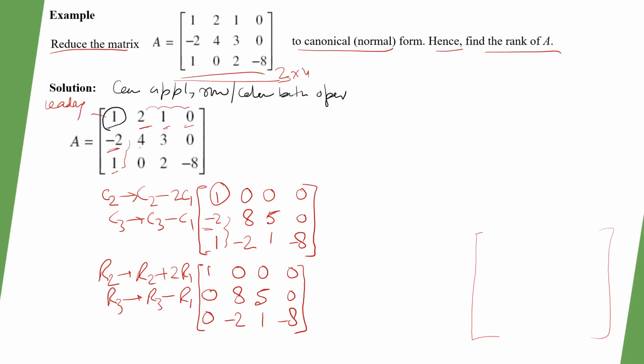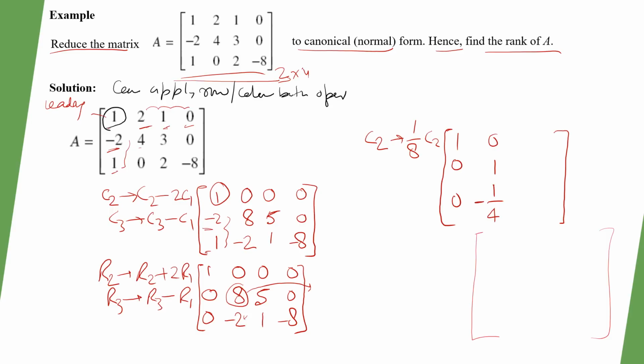Now search the non-zero element of the second row, that is 8. Now this becomes the leading element. The entry below makes 0 and the right-hand side element also makes 0. So first that element should be 1. For that we apply the operation on column 2, that is 1 by 8 C2. The matrix becomes 1 0 0 0. This becomes 1. This becomes 1 by 4 with negative sign. 0 5 1 0 0 minus 8.